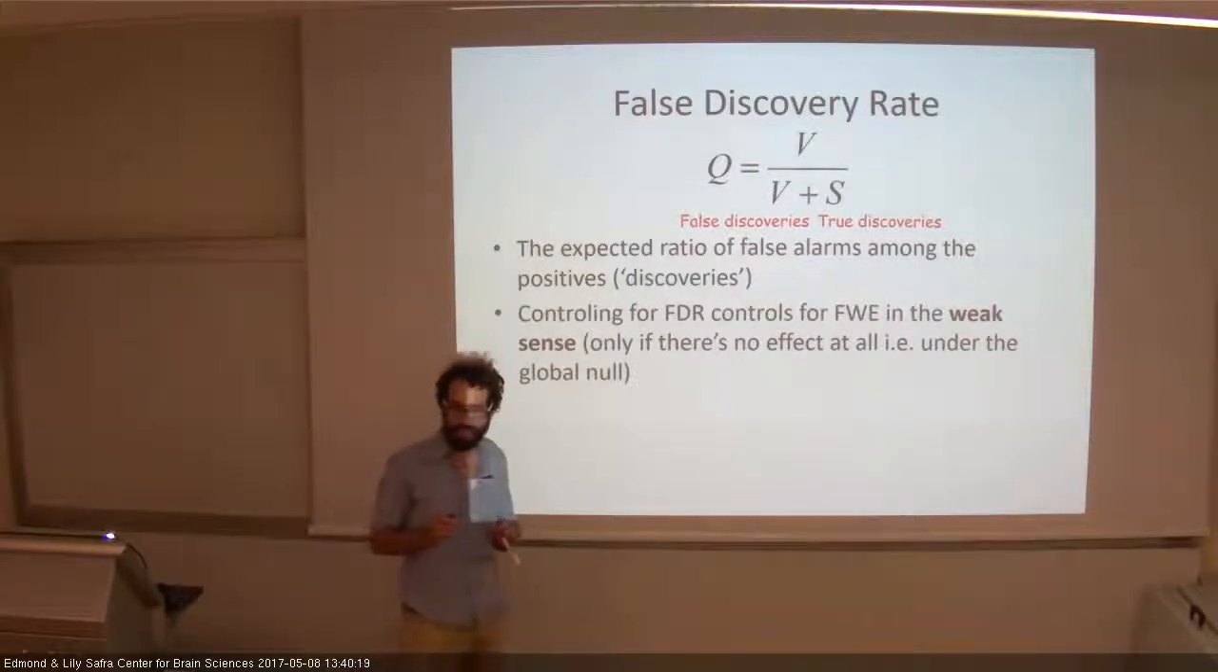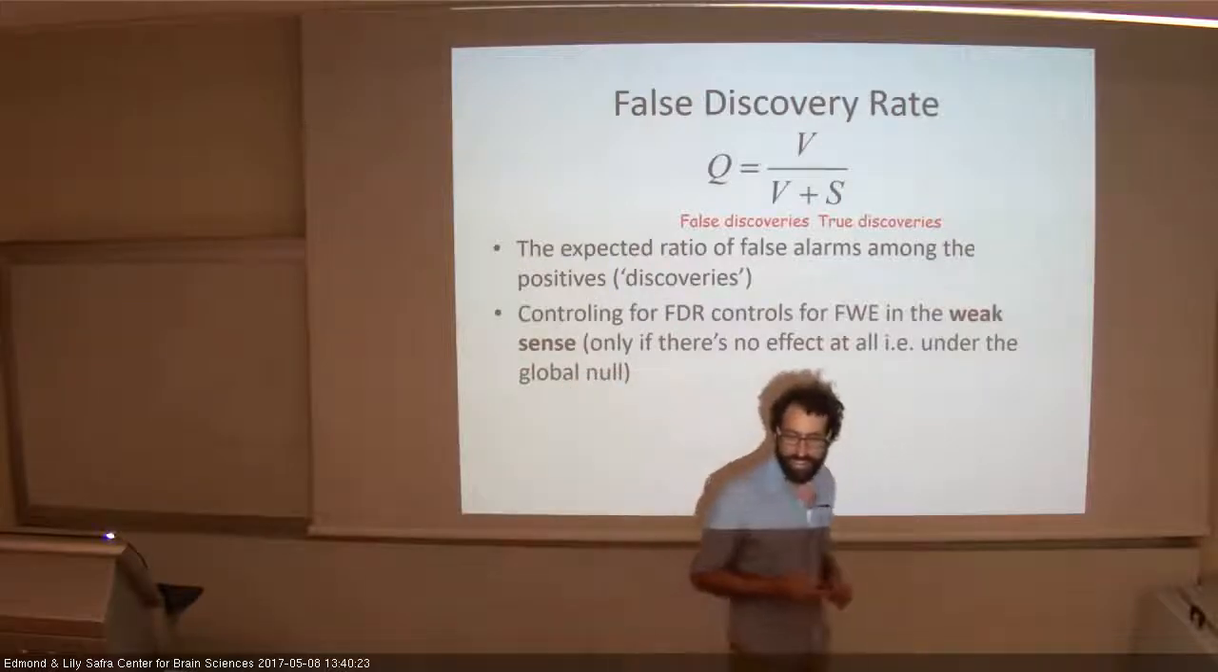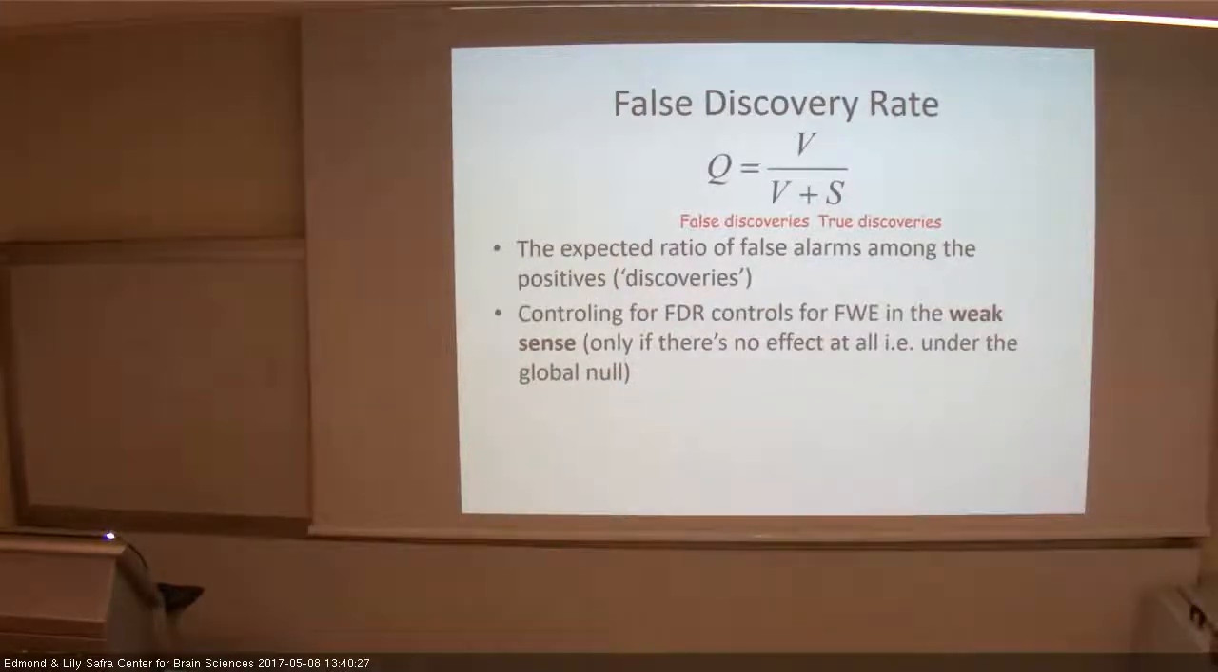I see some faces. I will show how we do it. I didn't show how we do it. This is just the definition of what we want to control. Okay, this is instead of controlling the family-wise error. The expectancy of the true positive is 95%. We can't say anything about one. Right. So we pay a price in the specificity of our inference.